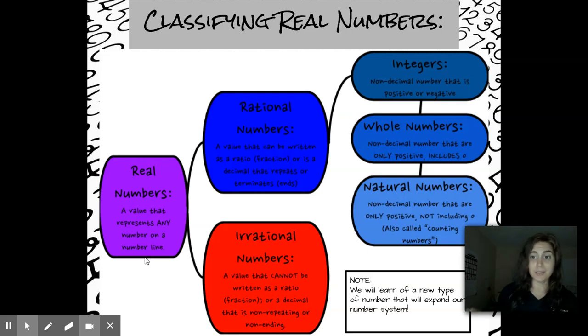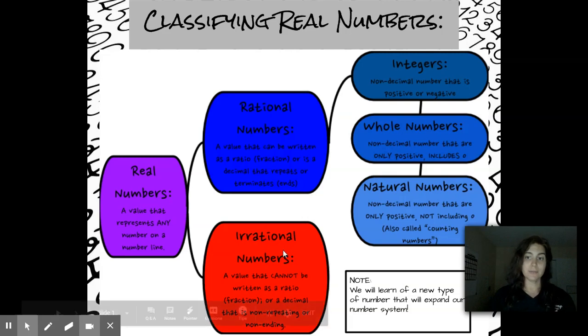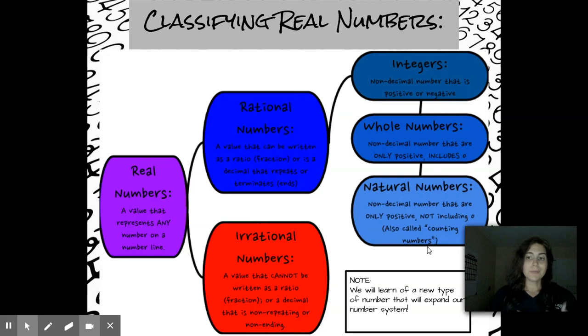Anything that I can put on a number line, which you've done, like I said, forever, since you've known numbers. So after that, we can break it down into two smaller parts. We have what are called rational numbers and irrational numbers. I'm going to start down here with those. So irrational numbers are numbers that absolutely cannot be written as a ratio. And a ratio is a fraction. So I can't write it as something over something else.